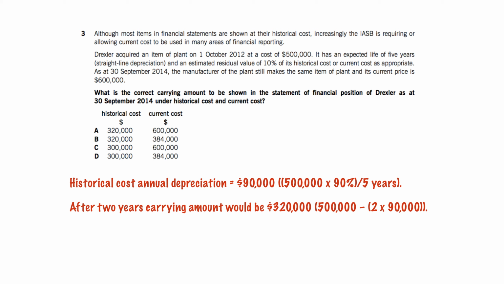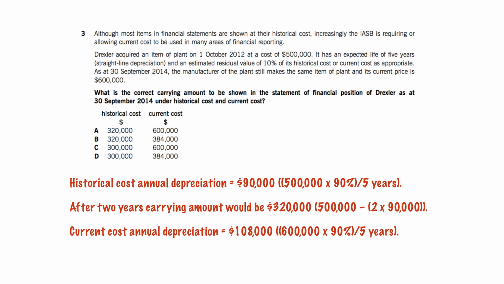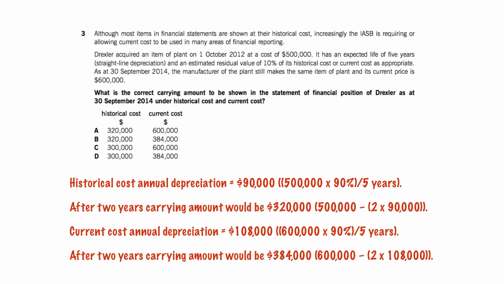So we now know that we have either A or B as our correct answer here. Now, looking to current cost. Well, current cost will still have depreciation. So we have a current cost of 600,000. We're told that in the question. But we still need to bring in the annual depreciation. And we do that over 2 years to give us 384,000. So 108,000 each year for 2 years, 384.